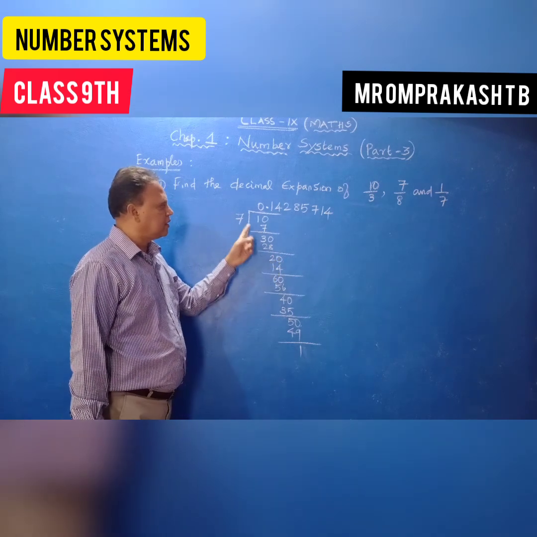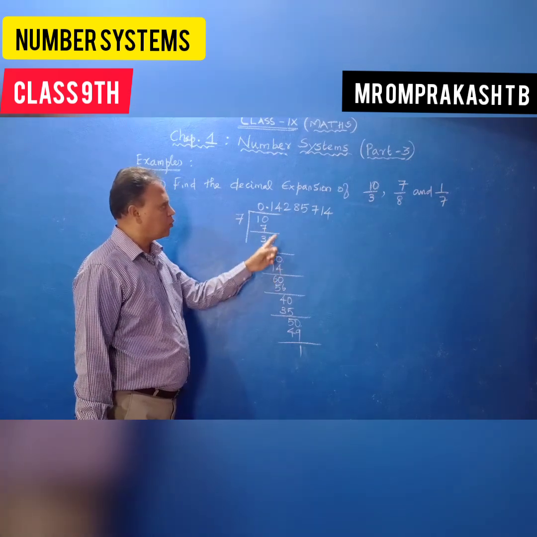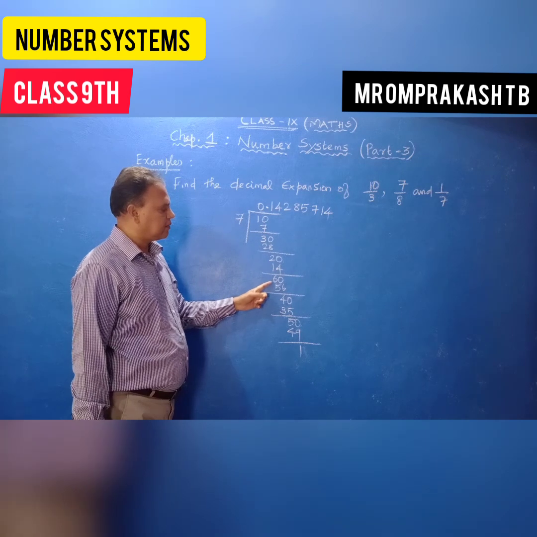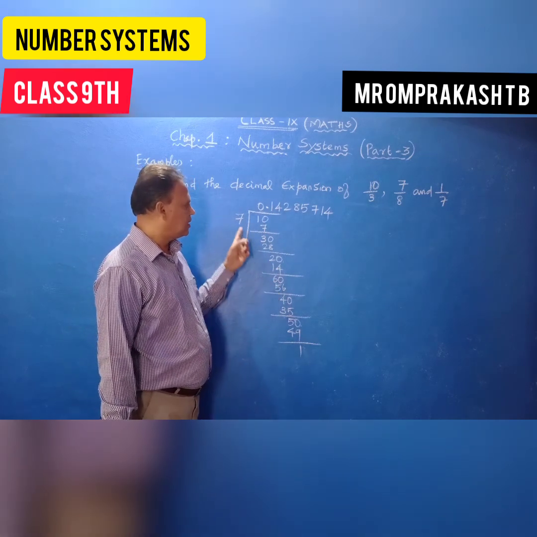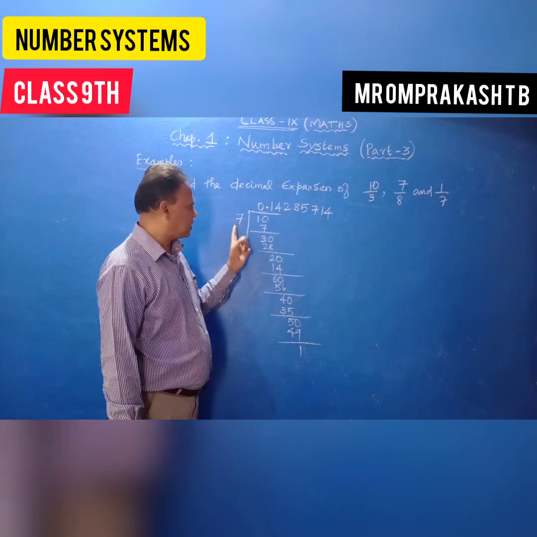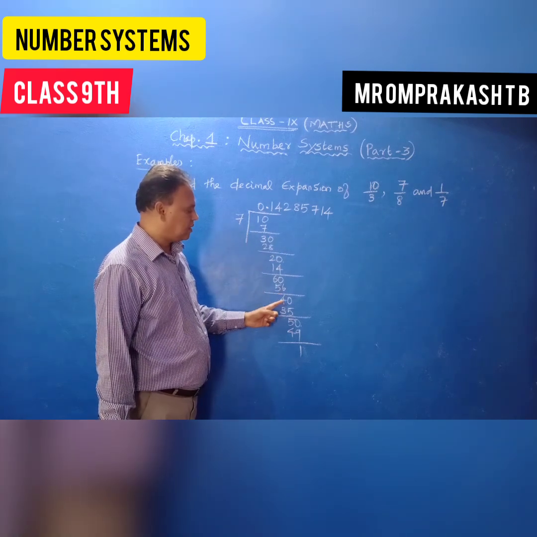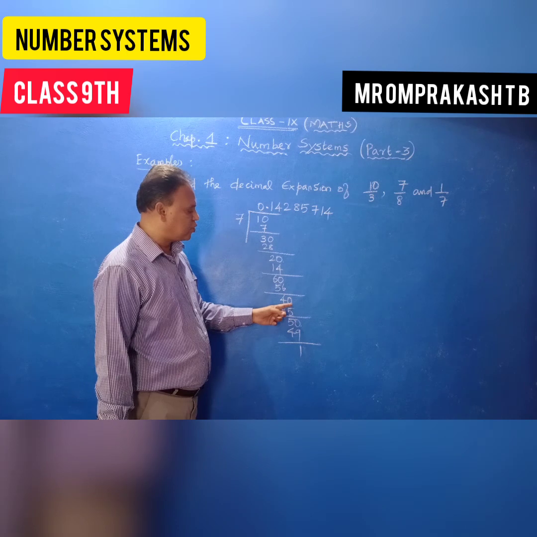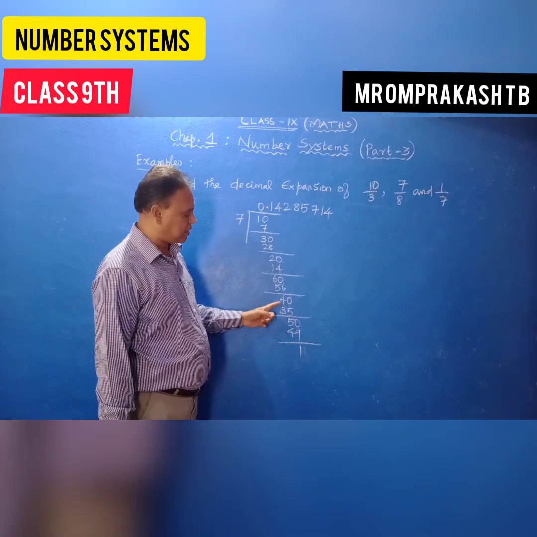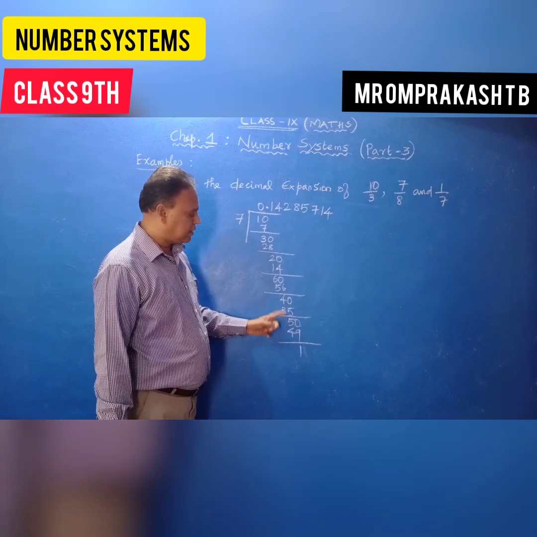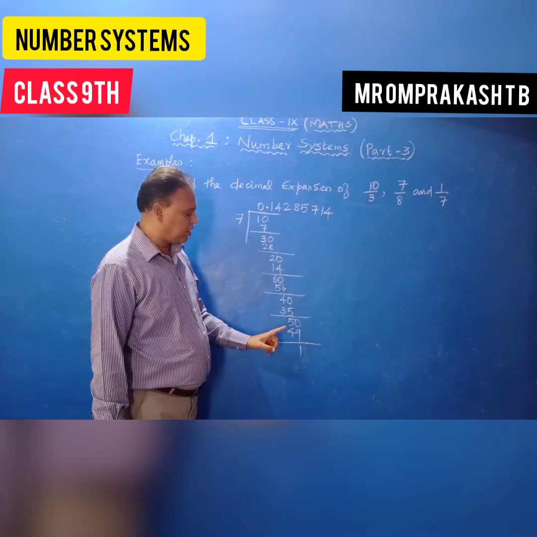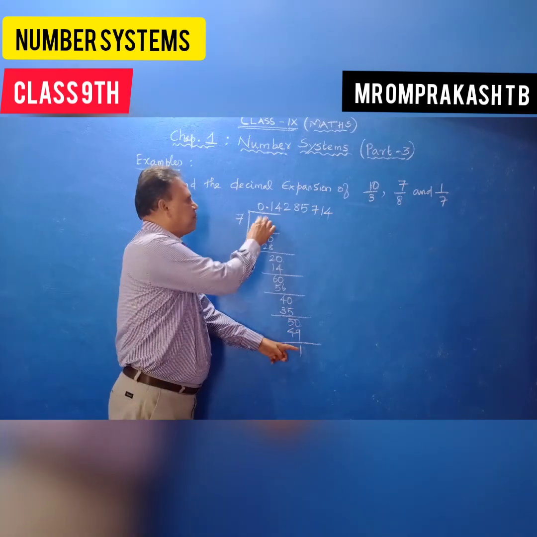Again 1 0 add. Then how many times will go? 2 times. 14. Remainder 6. 1 0 add. How many times will go? 8 times. 7 8s are 56. Right? Remainder 4. And 1 0 add. How many times will go? 5 times. 35. Remainder 5. 50. 7 times will go. So 49. Remainder 1. You see, same number you will get.